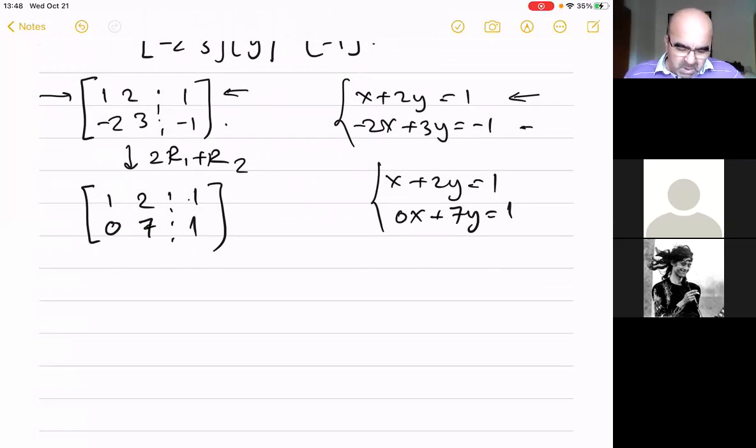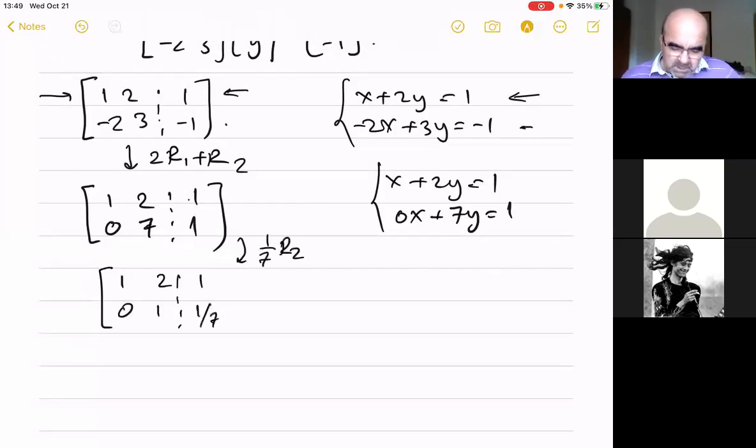What can we do now? Let's multiply the second row by 1 over 7, R2, so that we get 0, 1. The second row, you multiply by 1 over 7. The first equation stays the same, and you divide the second equation by 7.